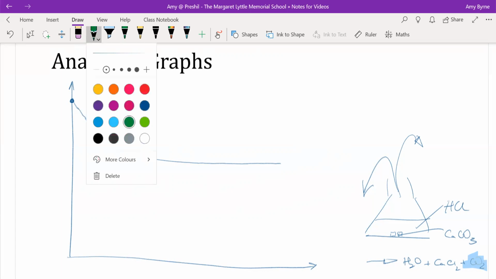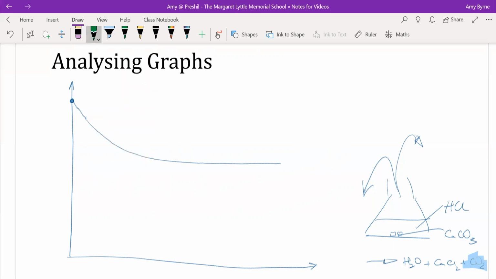So when I analyze this graph, if you've got it on your computer, it's easier, but even if you've got a drawn graph, you should be able to draw tangents to this curve and then work out the gradients of these tangents using the change in y over the change in x.